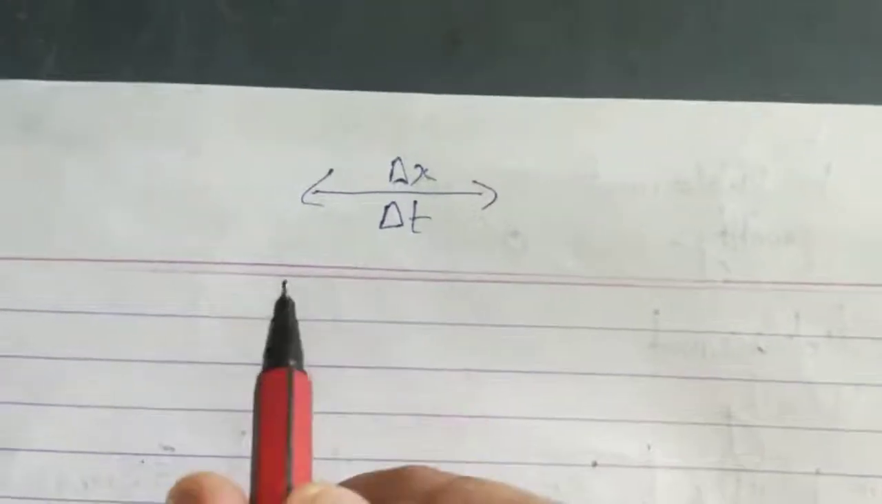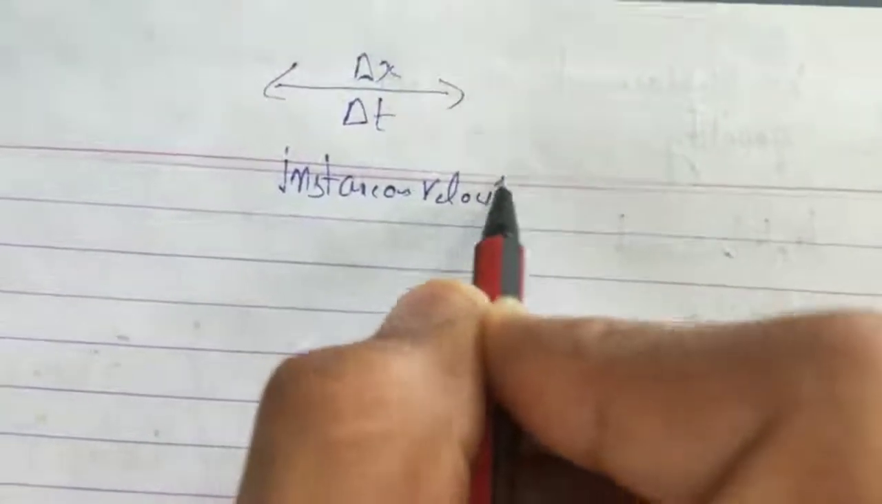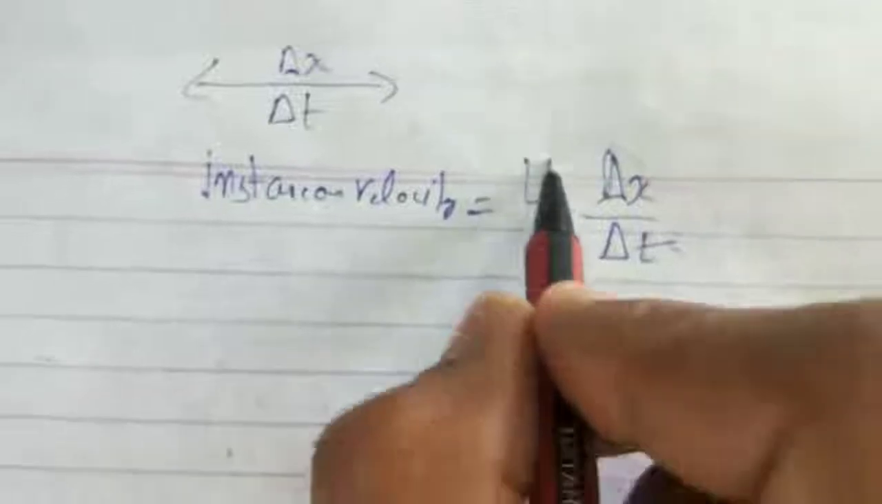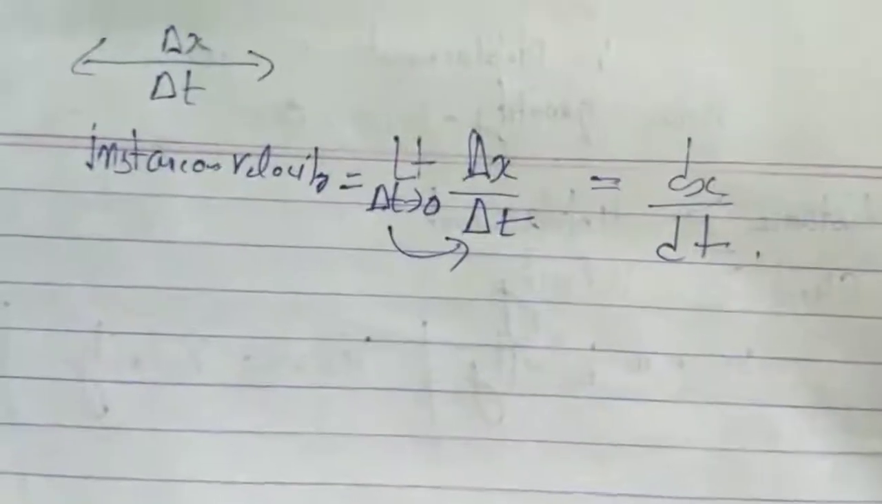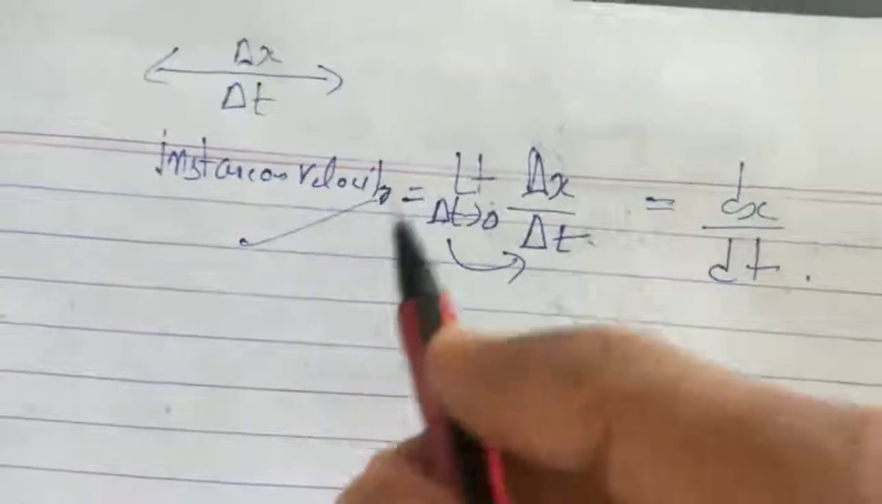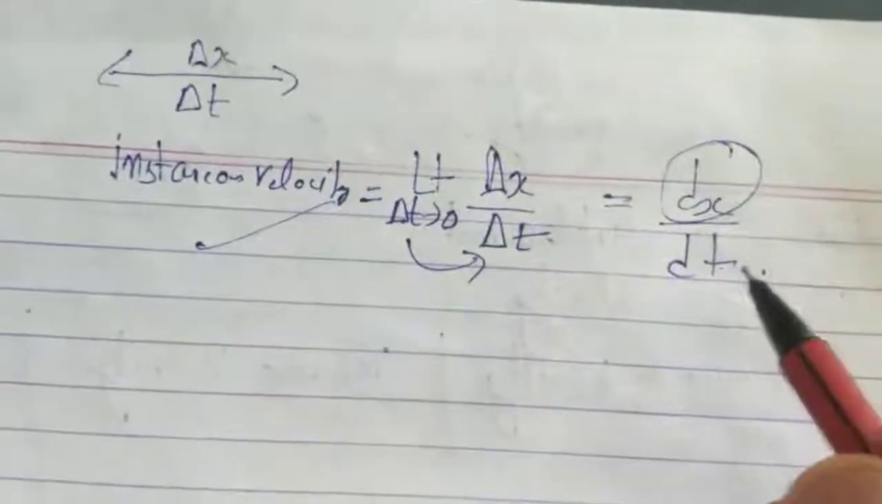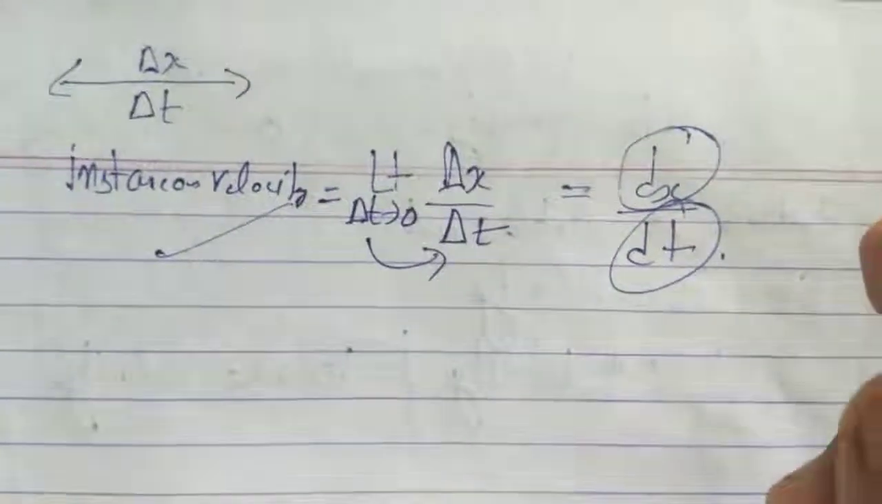Suppose delta x is the displacement in time delta t. So what will be this instantaneous velocity? Instantaneous velocity will be equal to displacement upon time, but with limit delta t tends to 0. Very small time, we will get very small displacement upon very small time. This is instantaneous velocity, which means displacement per unit time at that instant.